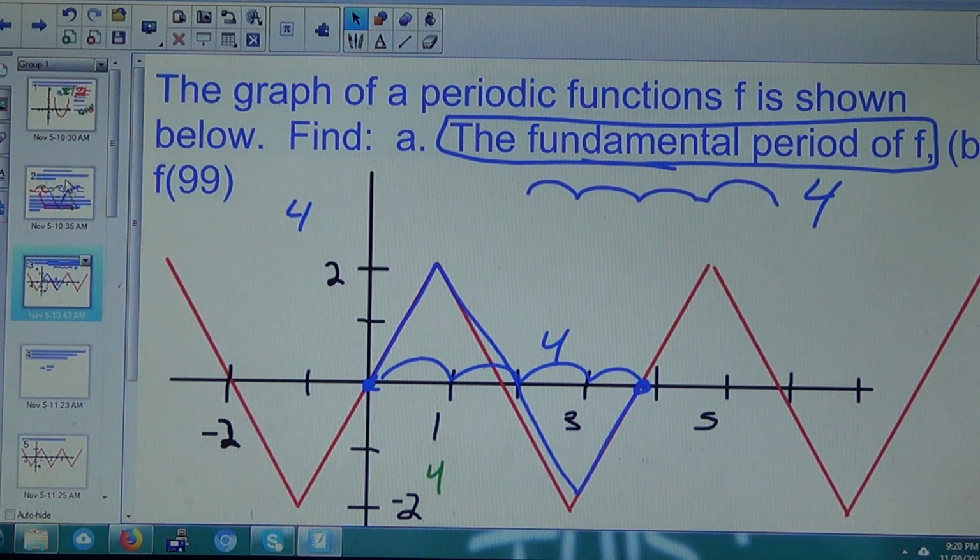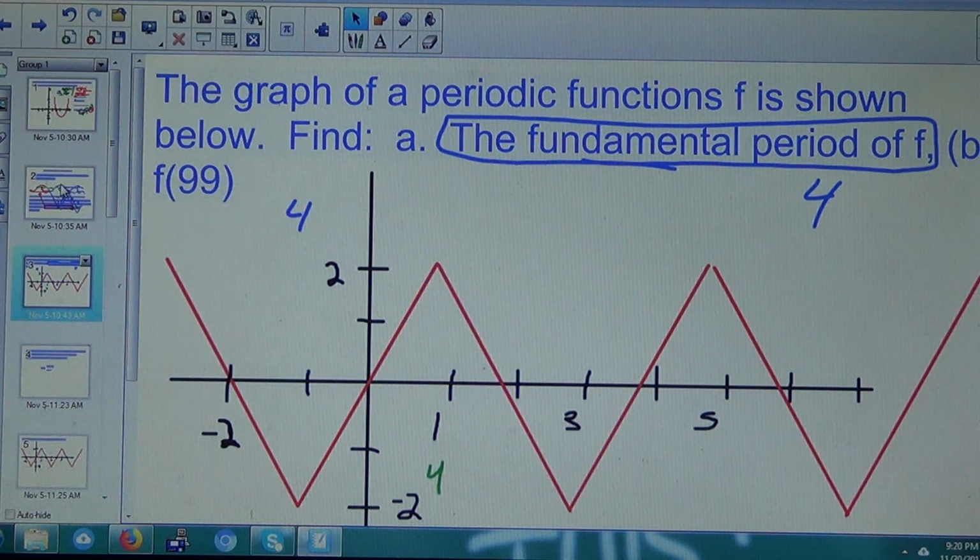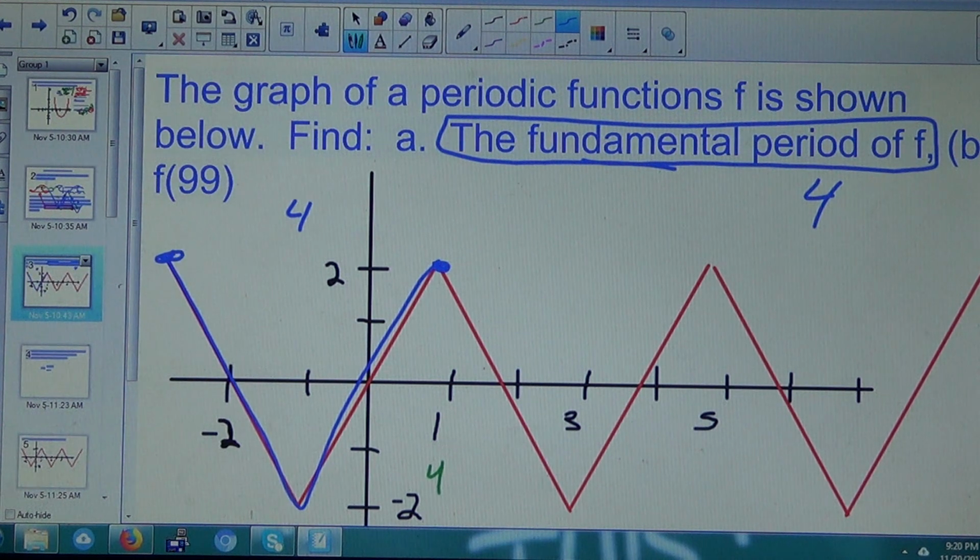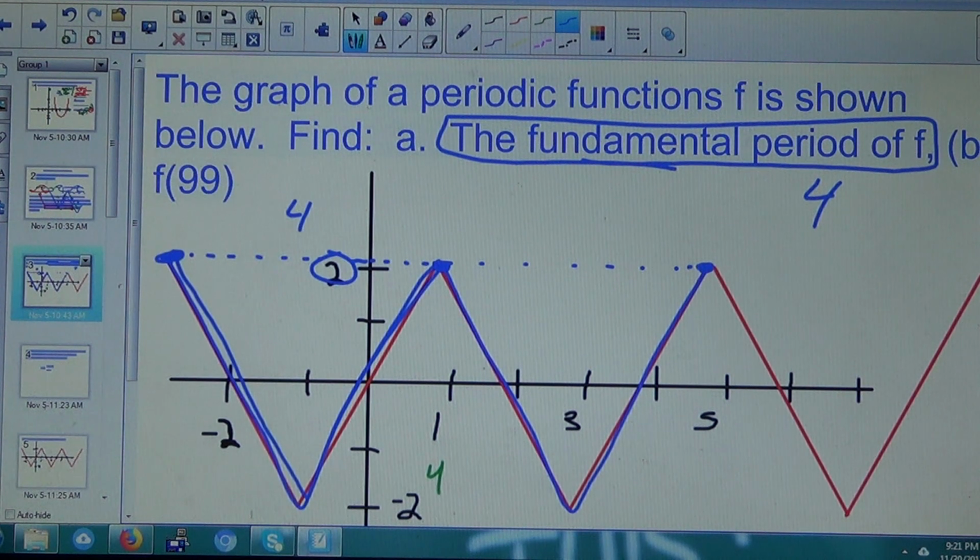Alright, part B. What is F of 99? Okay, so if this is the same pattern, and every time I go 4 units it lands on the same number, let's think about that and let's look here. So if I started right here, and I went 4 units. 4 units later, what's the height still at? So what's the starting height at? 2. 4 units later, what's my height still at? Still 2. Alright, let's go 4 more. 1, 2, 3, 4. What's the height still at? 2, yep. Let's go 4 more.